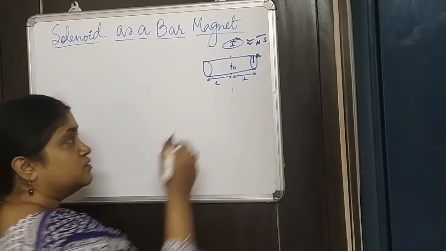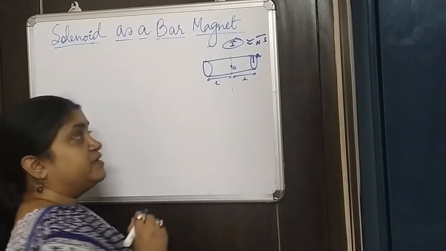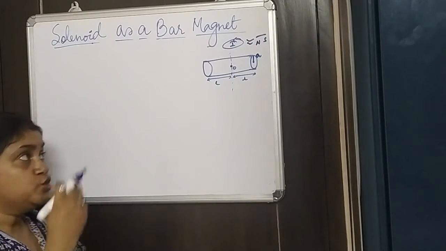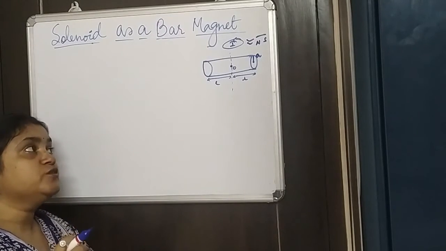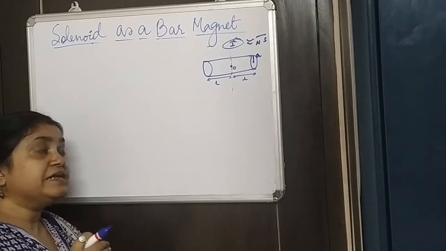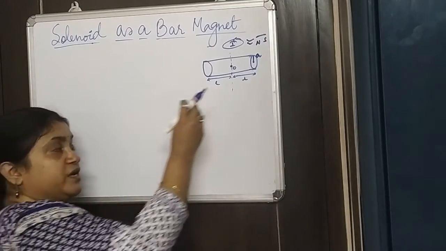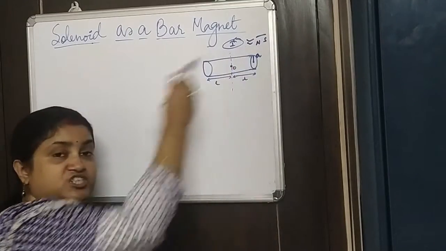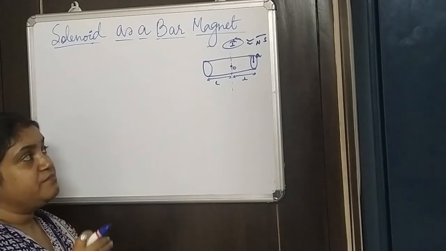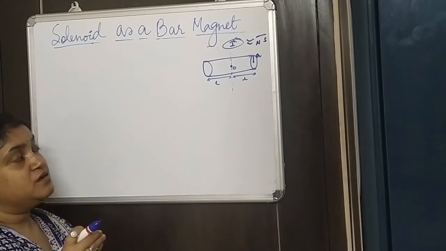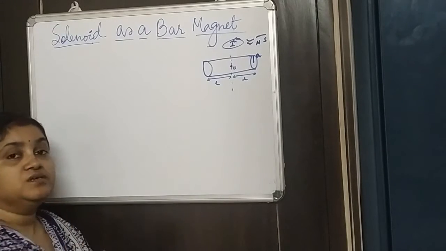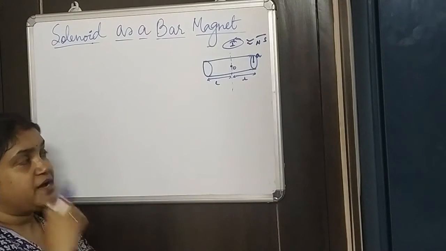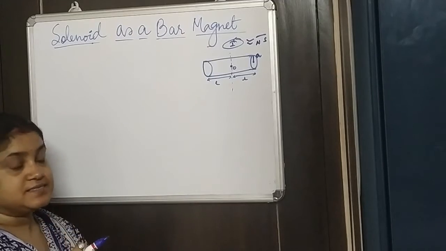For this particular solenoid, to prove it acts like a bar magnet, first we are going to see what is the magnetic field at a certain point on its axial line. What would be the magnetic field B for this solenoid, and then we are going to compare it with a bar magnet's magnetic field on its axis.